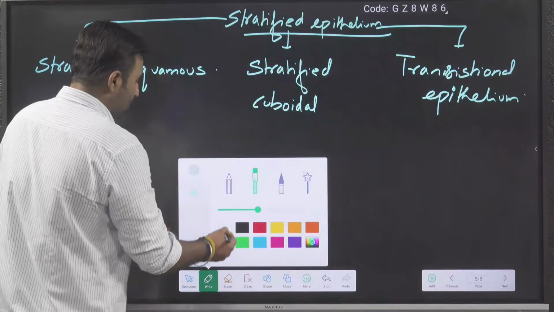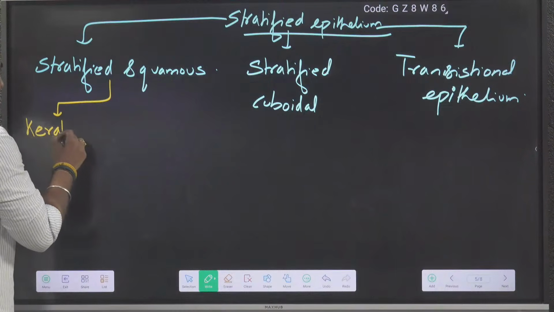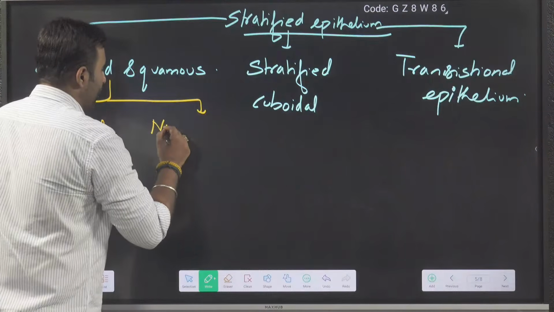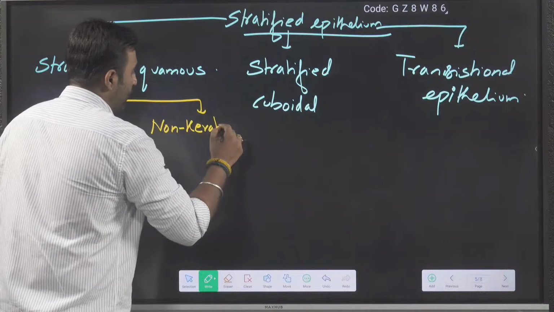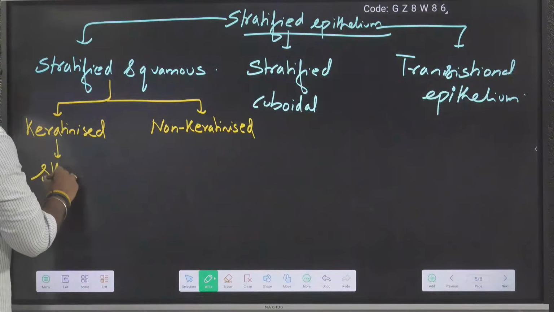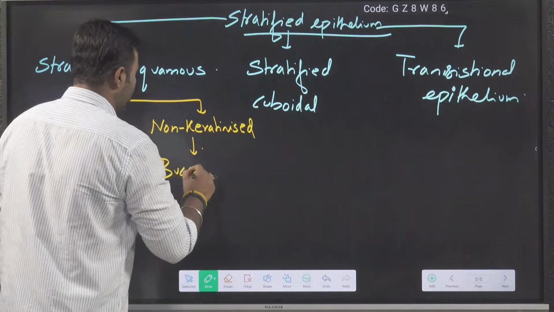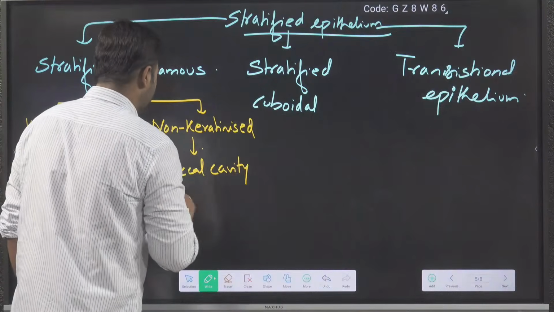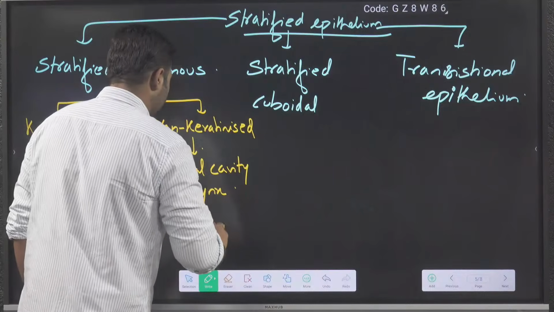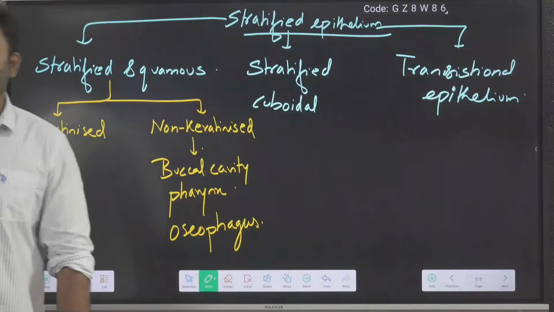Stratified squamous is further classified into two types. Having keratinization, it will be called stratified keratinized. Not having keratinization, it will be called non-keratinized. Keratinized, where is it present? It is present on your skin. Non-keratinized, where is it present? It is present in the buccal cavity, in the pharynx, and also in the esophagus.